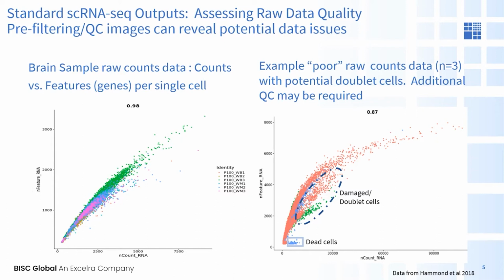On the right, we see some quote-unquote poor raw counts data, where there's some dead cells at the bottom that have very low number of counts and even lower number of features, and at about 2,000 features, we see this forking effect. There's a split in all of our samples where the number of counts increases, but the number of features does not. This could be indicative of cells that were damaged or doublet cells where more than one cell was combined per well before library preparation went through. This doesn't mean that this data is useless. It only means that additional QC might need to be performed.